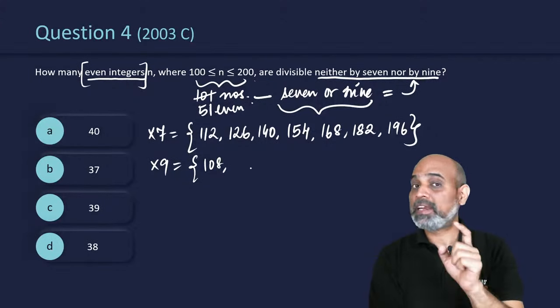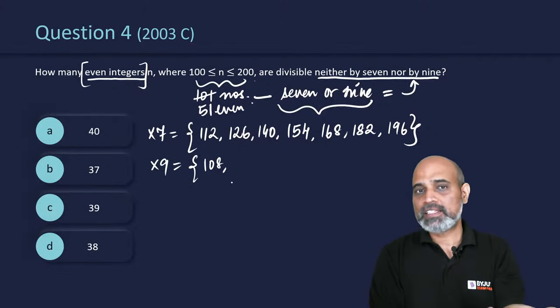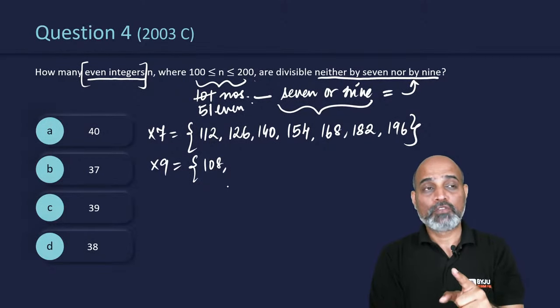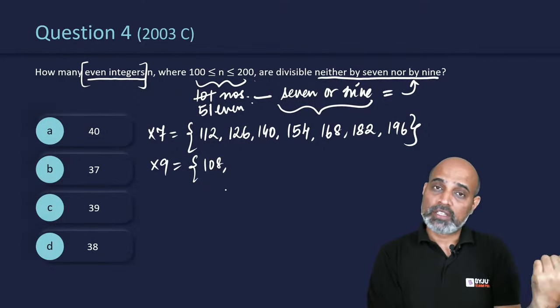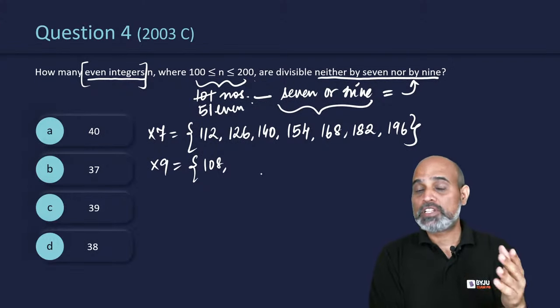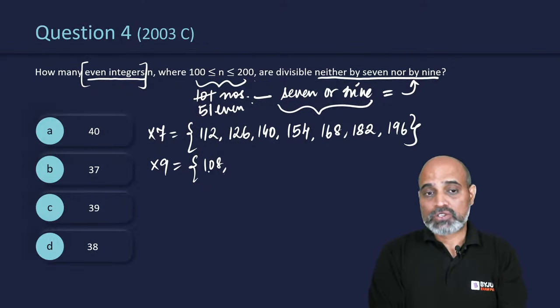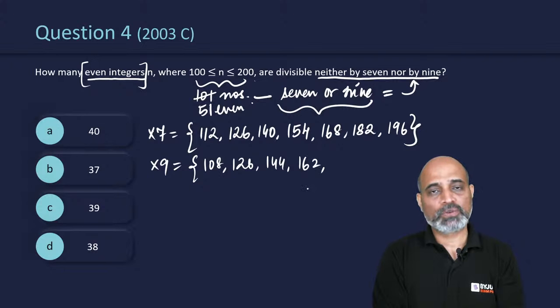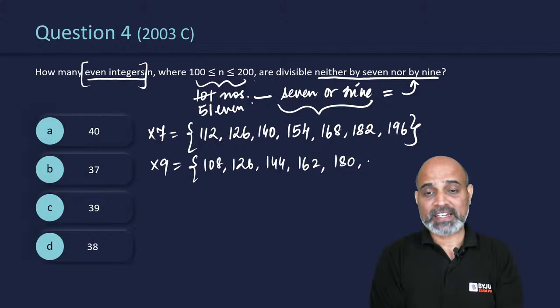जैसे 108 में 9 add करो, I'll get 117. 117 is divisible by 9, but it's odd. We only have to worry about the even numbers, right? So we will jump by 18. So 108 plus 18 is 126. 126 plus 18 is 144. 144 plus 18 is 162. 162 plus 18 is 180. 180 plus 18 is 198.